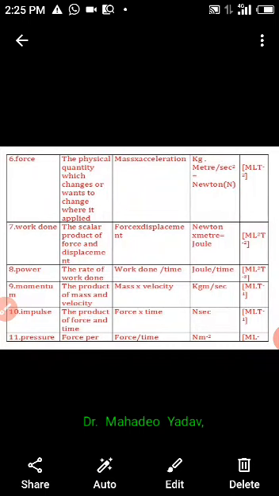Similarly, we see force is MLT inverse 2, work done ML squared T inverse 2, power ML squared T inverse 3, momentum MLT inverse, impulse MLT inverse, pressure ML inverse T inverse 2, here it is hidden L minus 3.